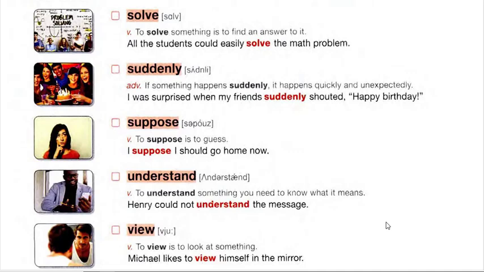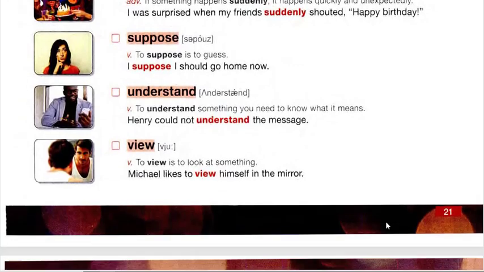Suppose. This is a verb. To suppose is to guess. I suppose I should go home now.